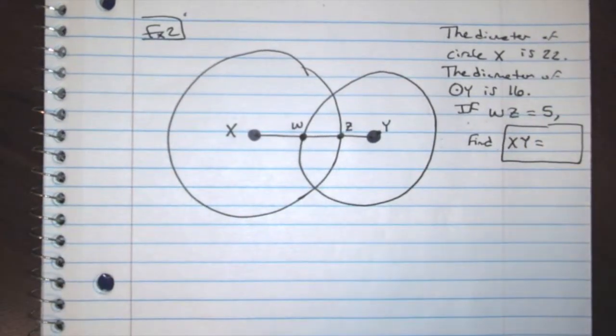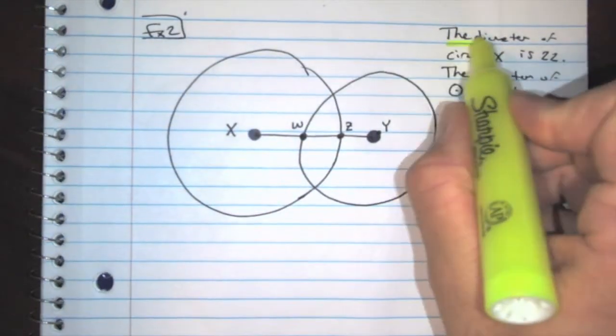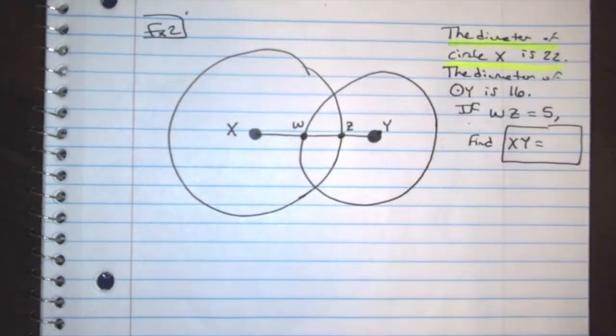The diameter of circle X is 22. The diameter of circle Y is 16. If WZ is 5, find XY. All right. Let's start picking apart this problem, sentence by sentence, piece by piece. Let's start with the first sentence or so.